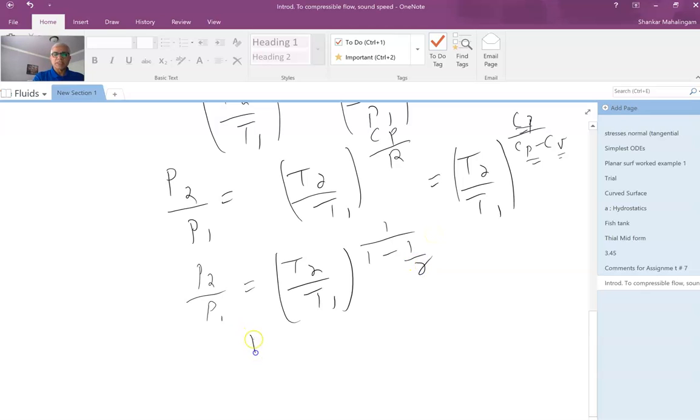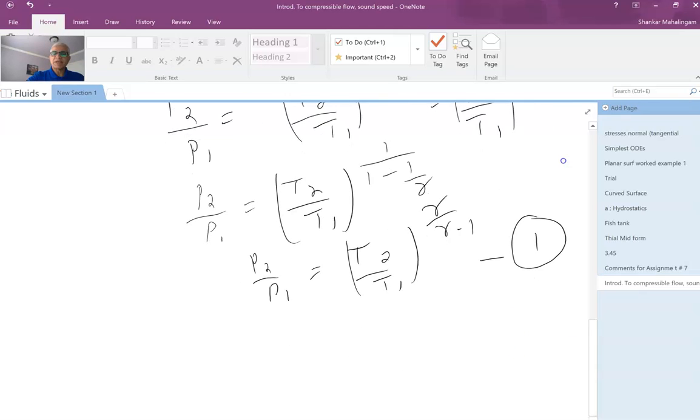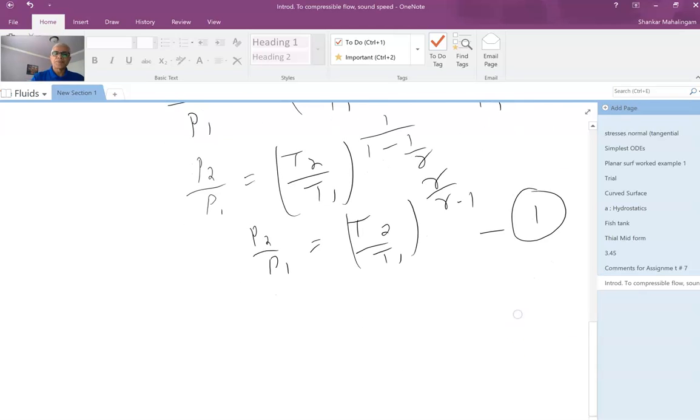So in other words, P2 over P1 would be equal to T2 over T1 to the power of gamma over gamma minus 1. So what this expression really tells us is if I have two states of an ideal gas, state 1 and state 2, and if I'm going from state 1 to state 2 through an isentropic process, because remember there's no change in entropy, then the pressure and temperature are connected by this expression.